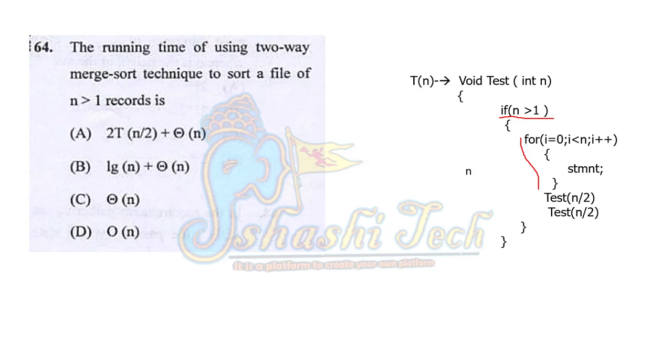Let us go to the next one, that is sort n by 2. How many times will it run? It will run only 2 times because n is greater than 1, that is 0 and 1, 2 times. So T of n is equal to 2T of n by 2 plus n, that is theta n. Option A is the correct answer.